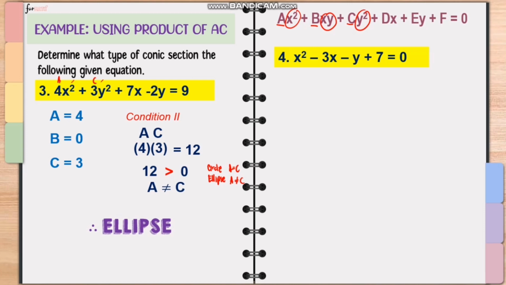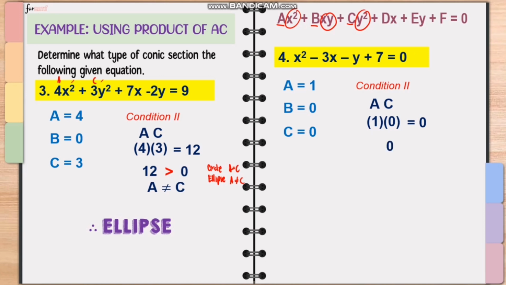Okay? Next example, number 4. So, once again, check natin. Okay naman po. Lahat sila ay nasa left, naka-equal to 0. So, identify po natin yung A, B, and C. So, ang A natin will be 1. Ang B natin ay 0. And then, C natin is 0 also. Kasi wala po tayong makita ditong y squared. Okay, wala din po yung term natin for the xy. Kaya, 0 po sila. Okay, so using the condition number 2, product of AC. So, ang A natin ay 1. Ang C natin ay 0. So, 1 times 0 is equals to 0.